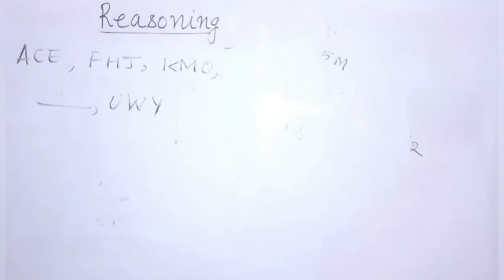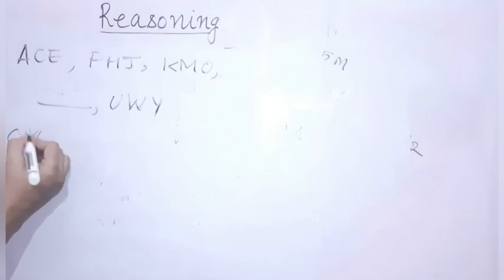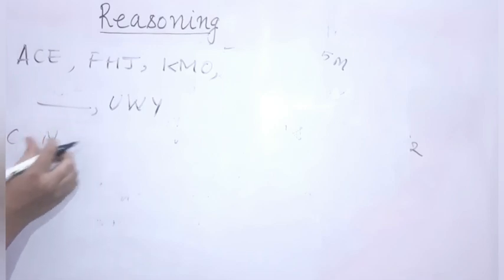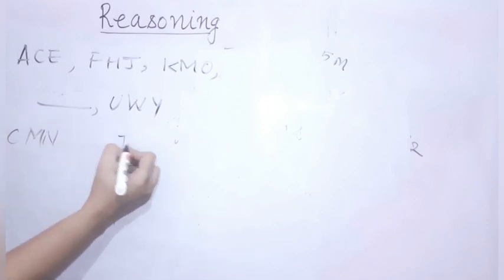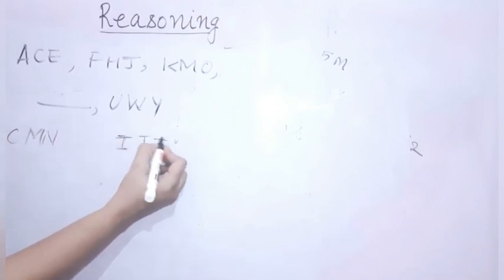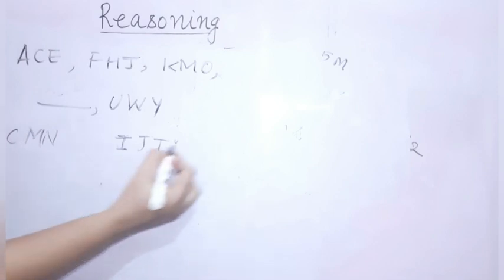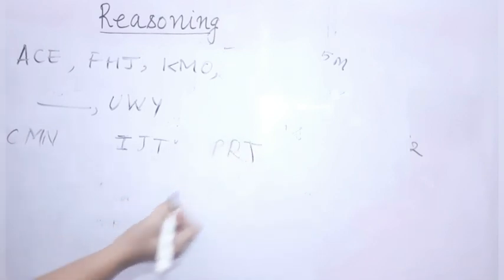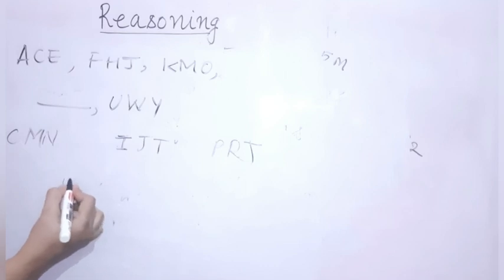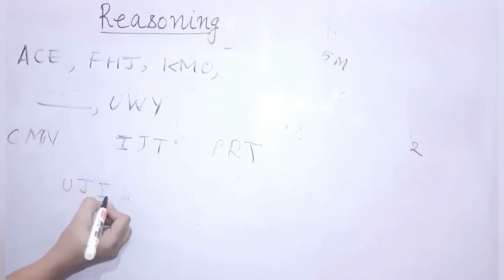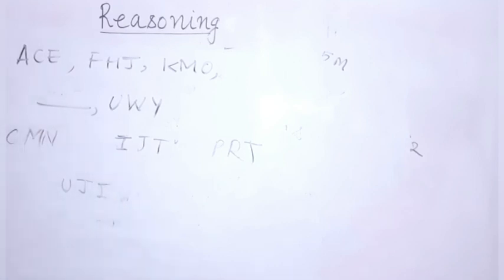I am going to give you 4 options. You have to apply your brains, then pause the video and comment down the answers in the comment section. Let's see how many of you are able to answer this question. The options are CMN, IJT, PRT, and the 4th option is UJI. Now you have to complete the series.